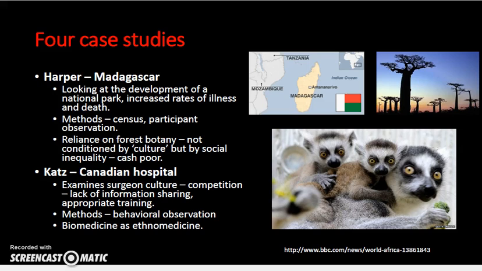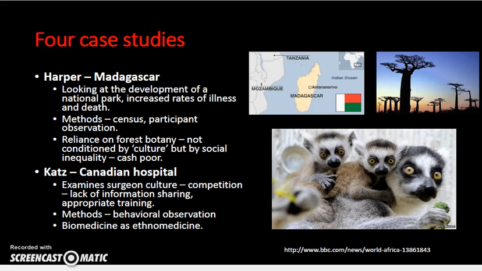So, Singer and Baer start out with four case studies. The first of these is from Harper's work in Madagascar, and it looks essentially at the development of a national park and the subsequent increased rates of illness as well as death surrounding the development of the park as a whole. The method that Harper uses is a census, and this is very important first off when you start many projects, to try to get a sense of who is around. So who was in the particular village, who is related to whom, essentially getting a sense of the community as a whole before going in and working with the community. Harper also engaged in participant observation.